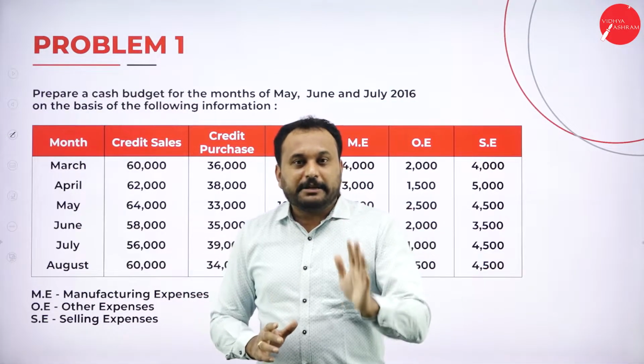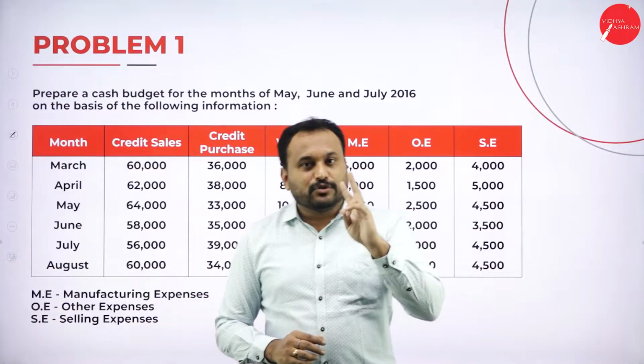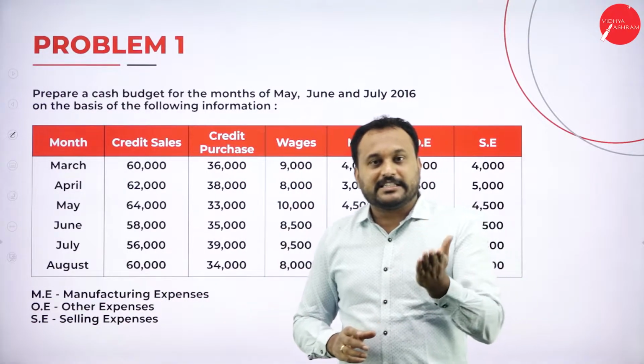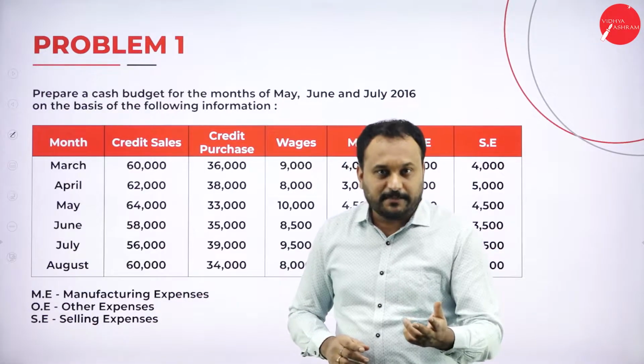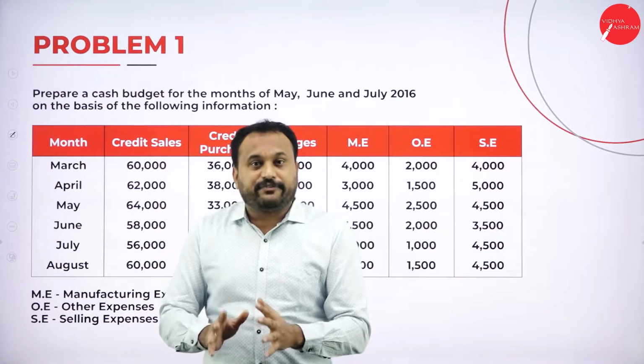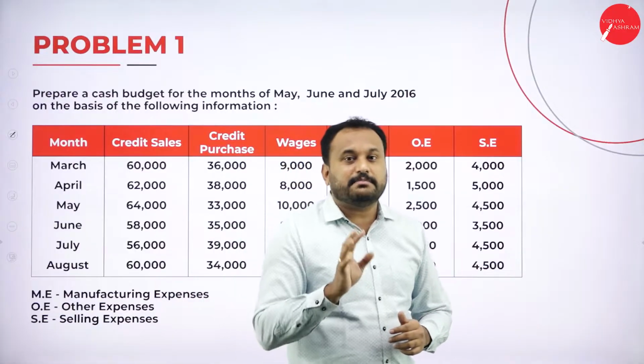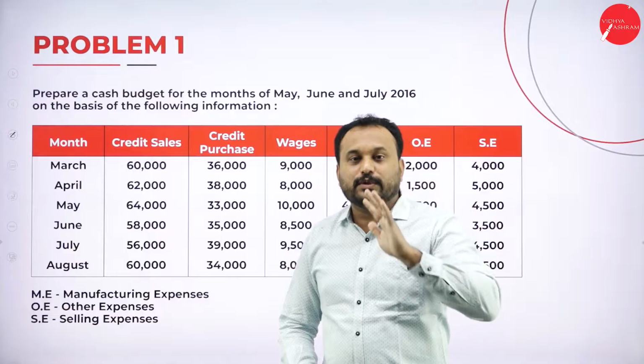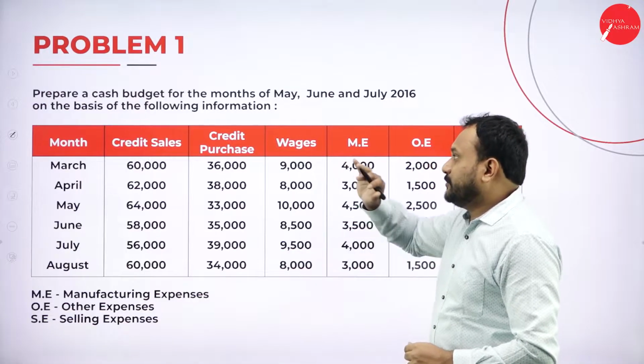I'll tell you, in budgetary control, you have two 15 marks questions and one 10 mark question. That means you can get flexible budget or cash budget for 15 and sales budget for 10. Definitely you will get two questions from budgetary control, whether it is flexible, sales or cash. Any two you will definitely get. Let's go with the first one here.